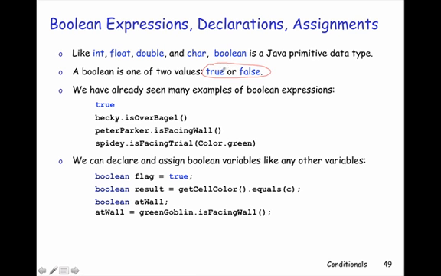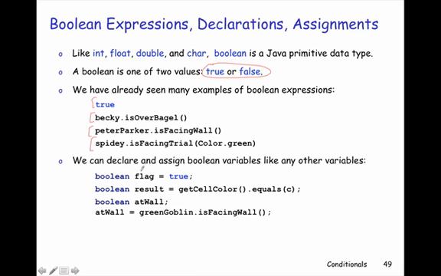And we've already seen many examples of expressions that can have Boolean values. So the simplest is to have just a true or a false. We can do tests, sensors on a bugle, such as Becky is over bagel, or Peter Parker is facing wall, or say Spidey is facing a trail that's green in color. We can also have variables whose values are Booleans.